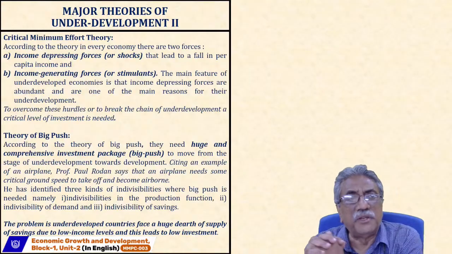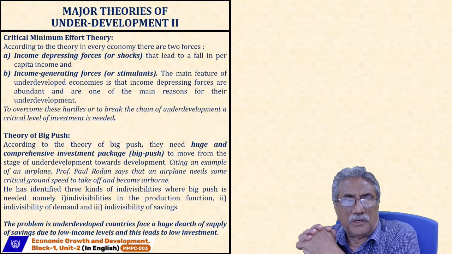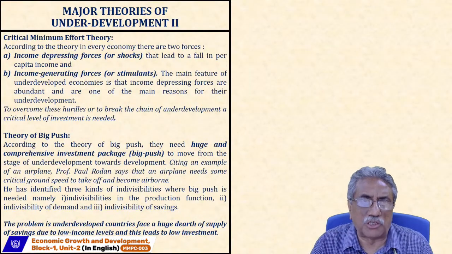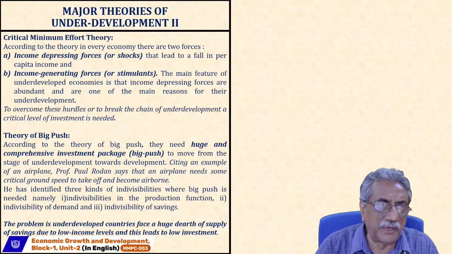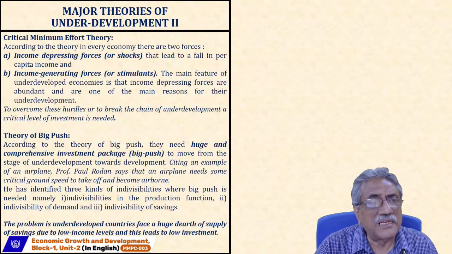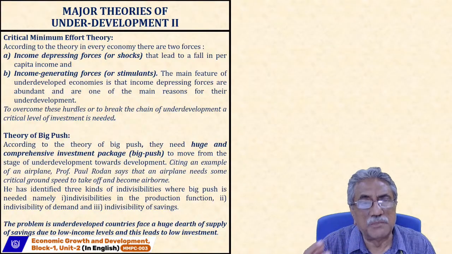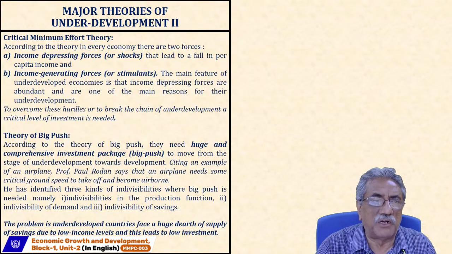Next is that critical minimum effort. Income depressing forces, shocks lead to a fall in per capita income. And there are income generating forces, that is, stimulants. The main feature of the underdeveloped economy is that income depressing forces are abundant.